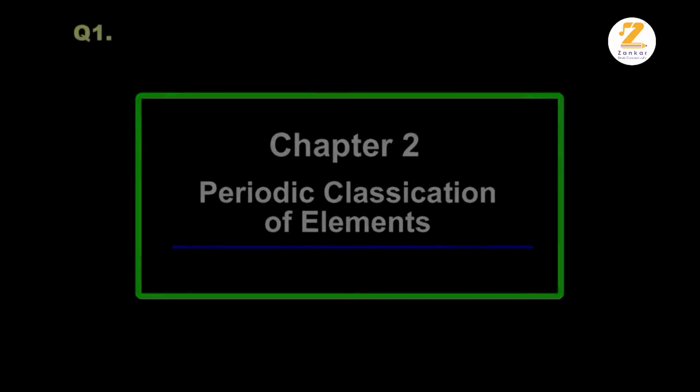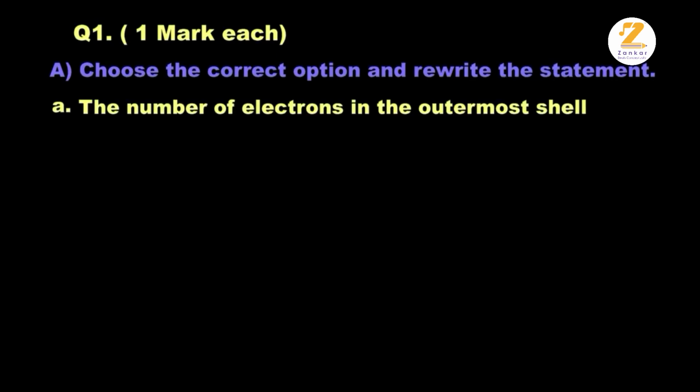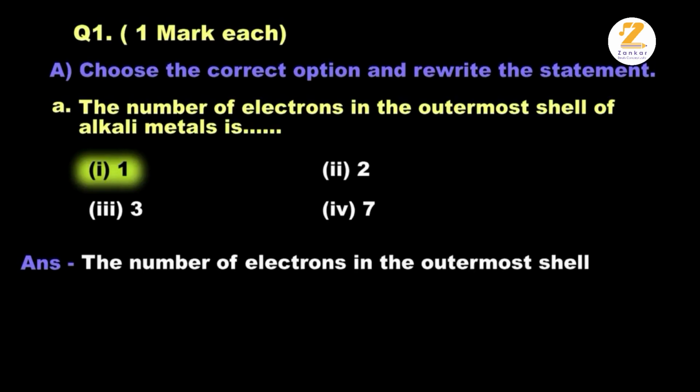Chapter 2. Question 1. 1 mark each. Choose the correct option and rewrite the statement. The number of electrons in the outermost shell of alkali metals is ... Option 1, Option 2, Option 3, Option 4. And the correct option, Option 1. The number of electrons in the outermost shell of alkali metals is 1.